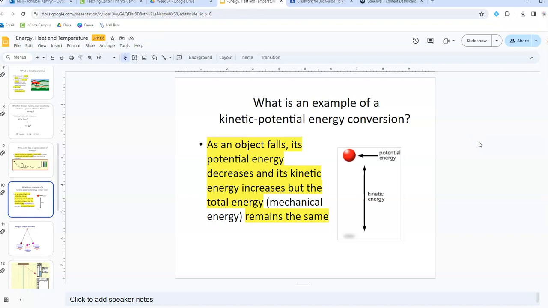The only thing that's going to change is you're going to have 100% potential, and then it's going to change into 50-50 potential kinetic, and then eventually right before it hits the bottom while it's still in motion, it'll be 100% kinetic, 0% potential. Okay?